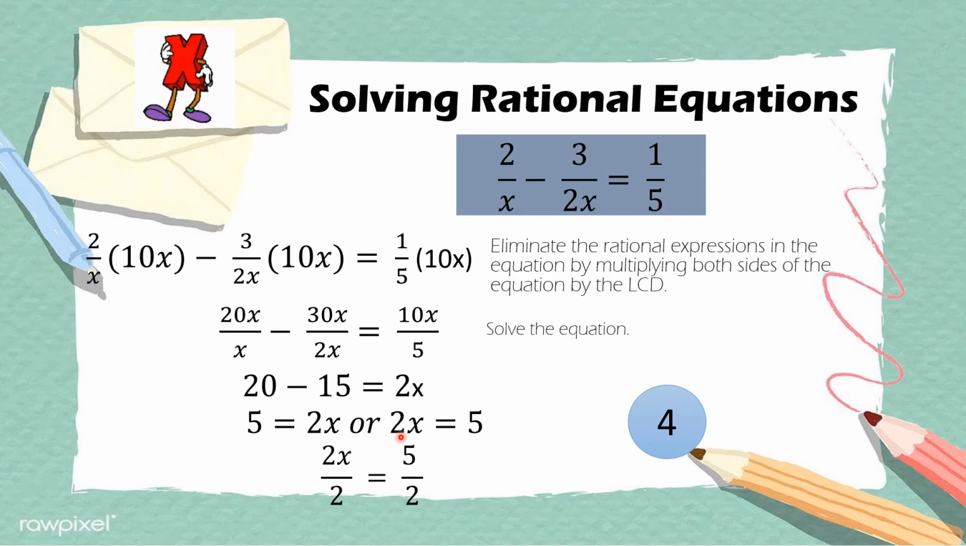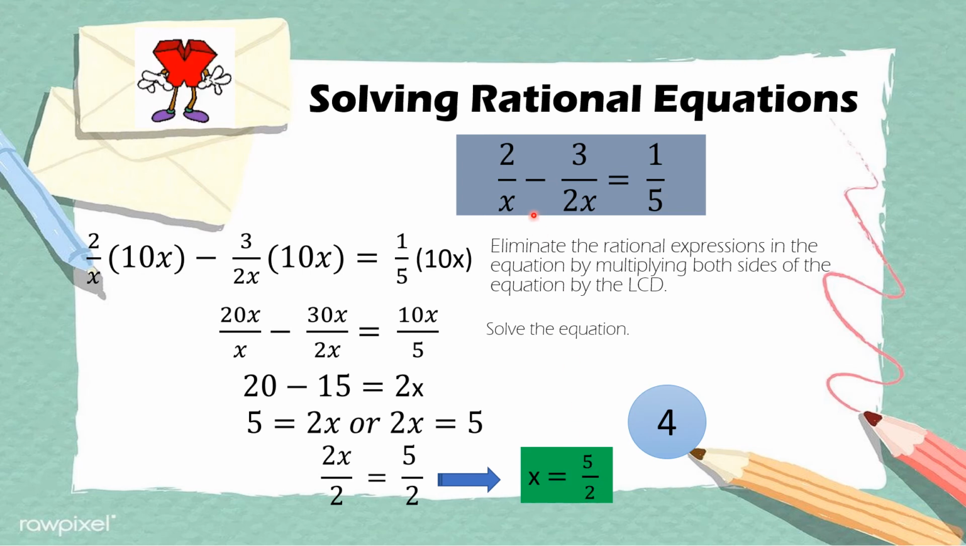2x equals 5. So to solve for x, simply divide both sides of the equation by 2. So 2x divided by 2 is x, and 5 over 2 equals 5 over 2. So our solution for this given rational equation is 5 over 2. So 5 over 2 will make both sides of the equation equal.